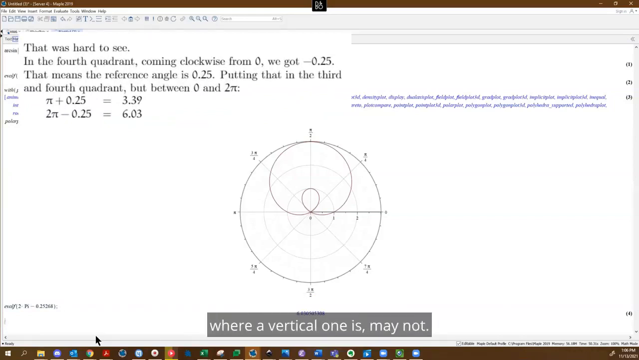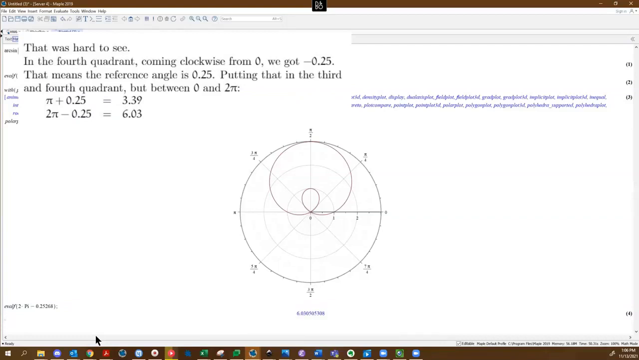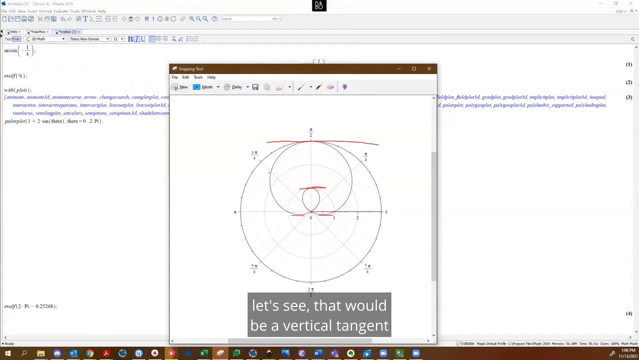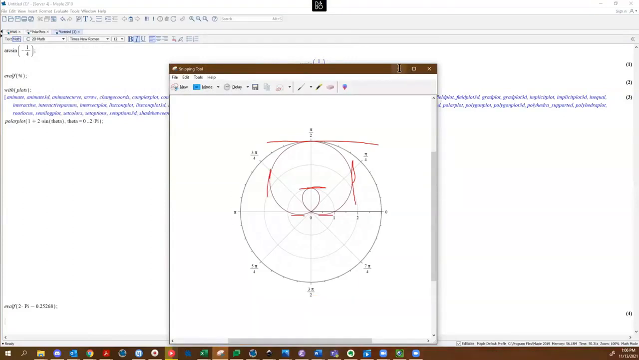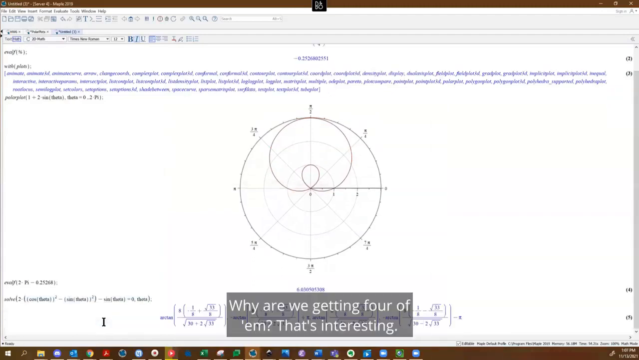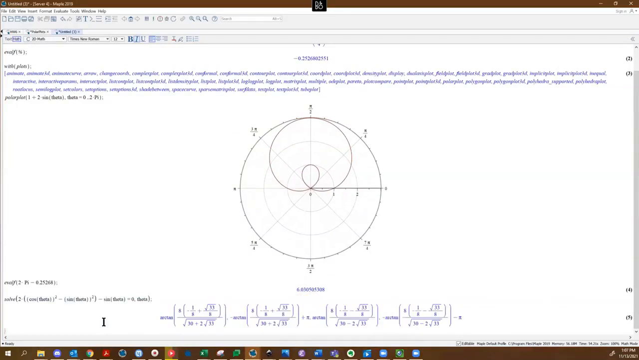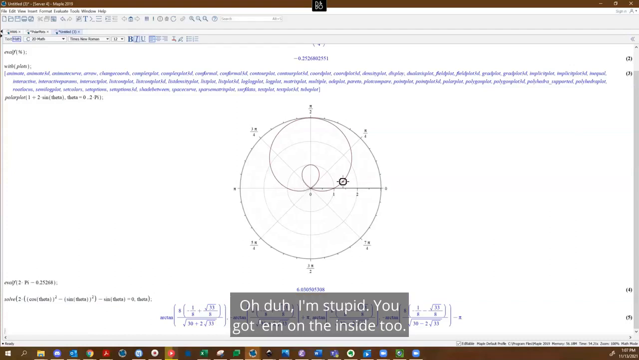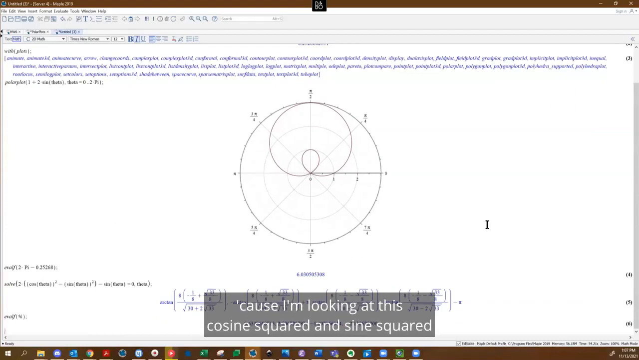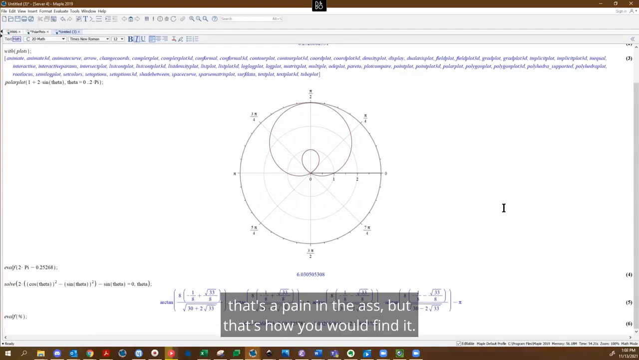I should be able to figure out where a vertical one is. I may not. For a vertical tangent, we would have to figure out, let's see, that would be a vertical tangent, and that would be a vertical tangent. And that's going to happen when the bottom equals 0. That bottom equals 0 doesn't look pretty. Yeah, it's not a good sine one. Why are we getting 4 of them? That's interesting. Oh, duh, you've got them on the inside too. So there are 4 points. They may not be the easiest to find because I'm looking at this cosine squared and sine squared, but that's how you would find it.